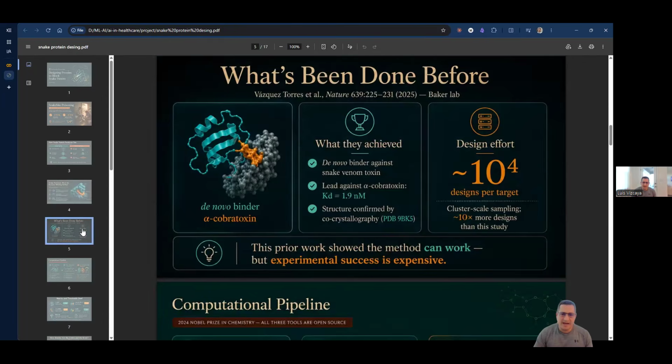What has been done before is by Vasquez and Torres. They designed a protein that neutralized the cobra toxin, which is the venom of the cobra, and who kills. They did that with pretty big sampling, more than 10,000 tries for design.